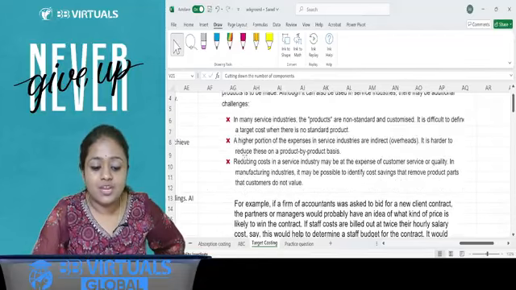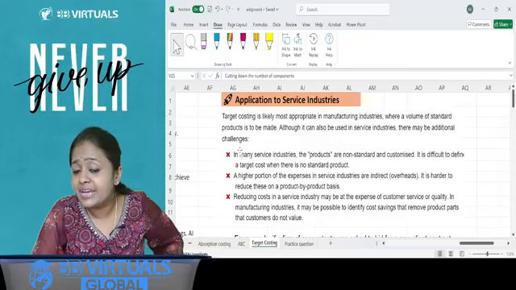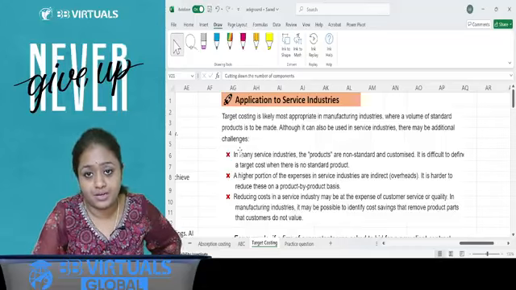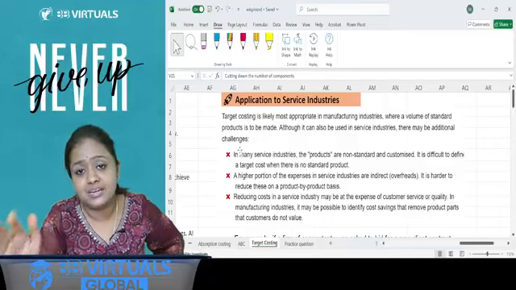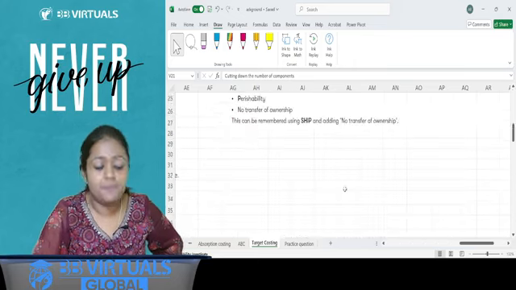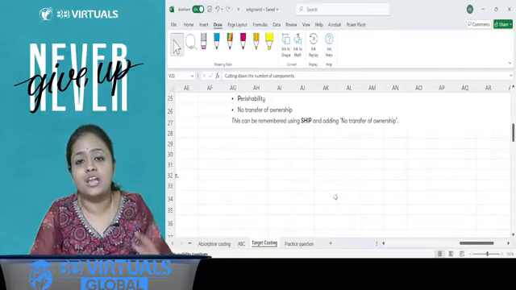So in short, in the service industry, although we can attempt to fix a target costing, it's very, very difficult. So most appropriately, it is applied in manufacturing industries only. Okay. So for manufacturing industries, we have this target costing setup and it is convenient for us to apply there.